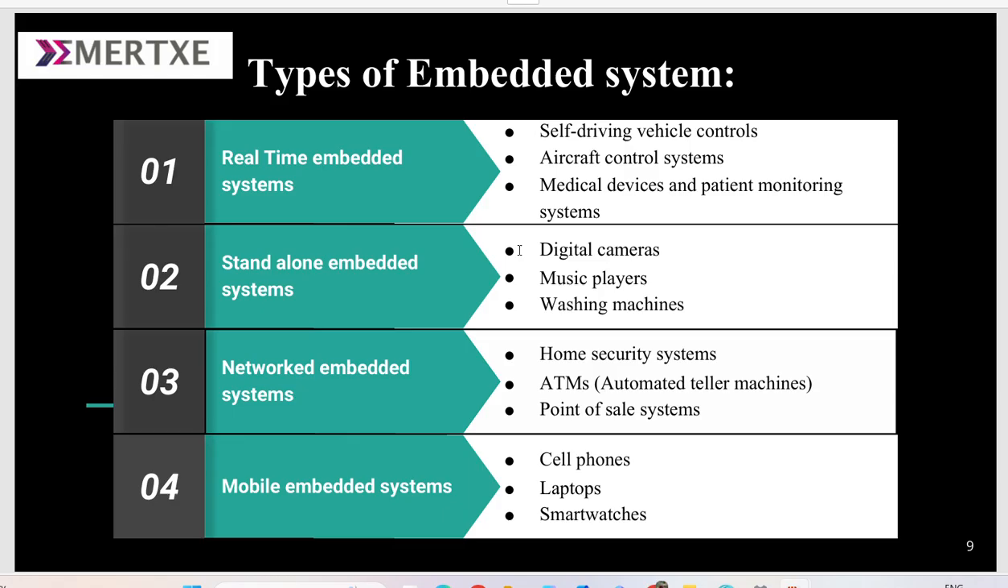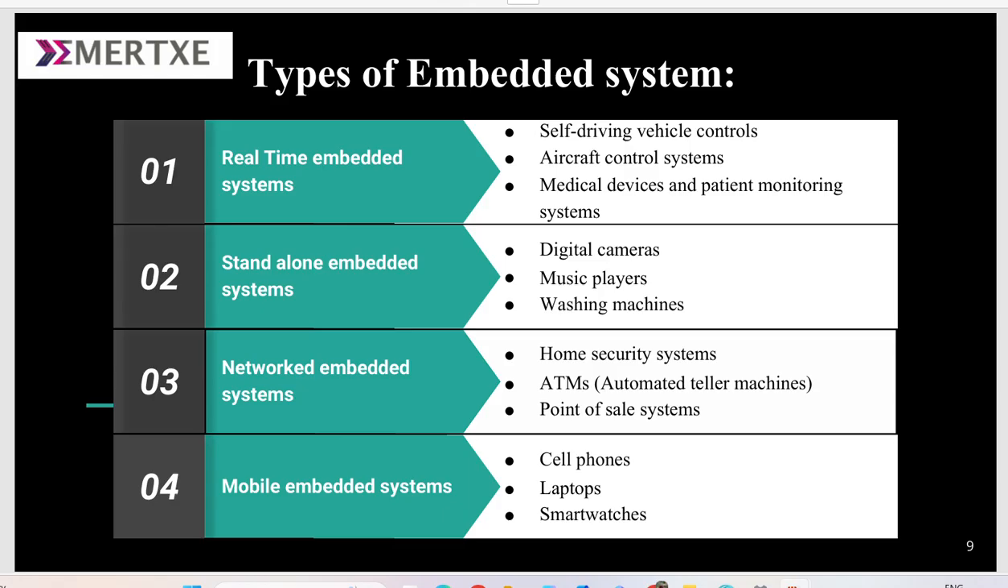Third one, networked embedded systems. This is used for home security systems, ATMs, point of sale systems. Now coming to the fourth one, mobile embedded systems. It is also integrated with VLSI, like chip manufacturing, and is used for cell phones, laptops, smartwatches.